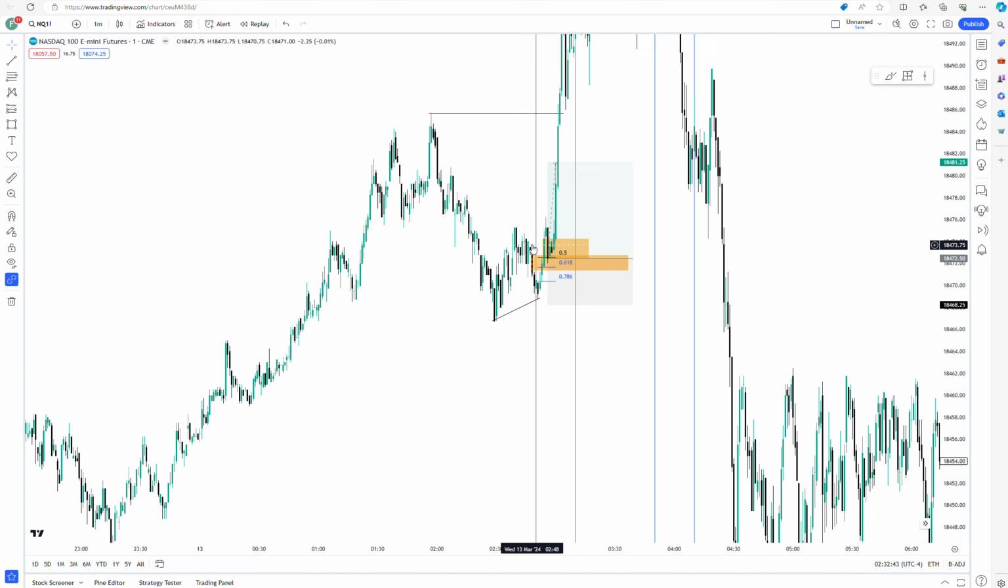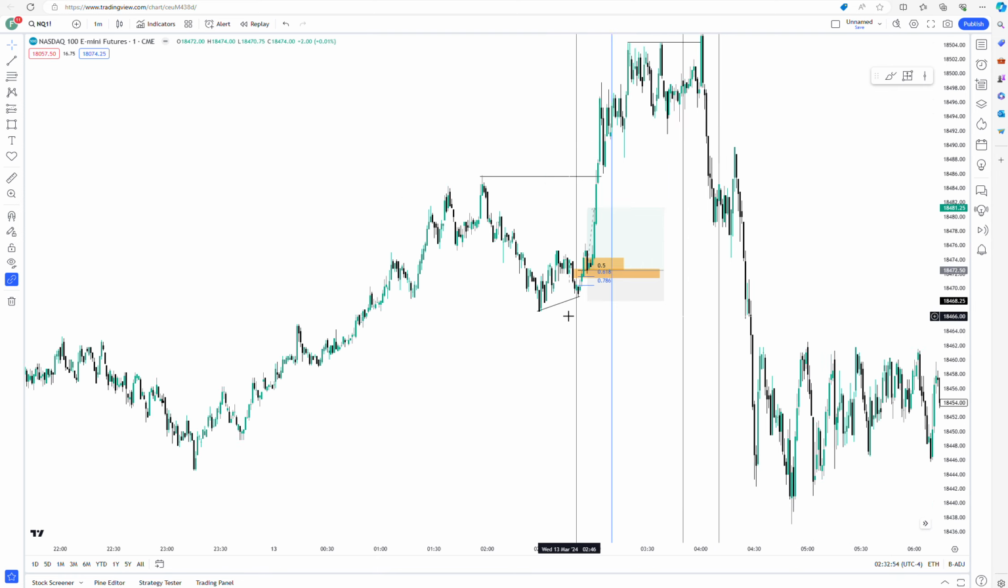Right, but just be mindful that before the 3 o'clock open, there's a bit of volatility that comes at 3 o'clock, as you can see. So you've got to be mindful of entering just before. Be very mindful of that as well. So that day is Wednesday.